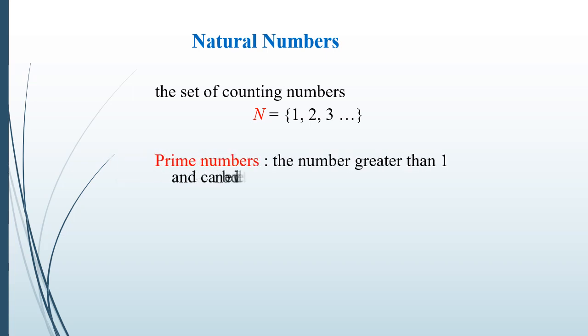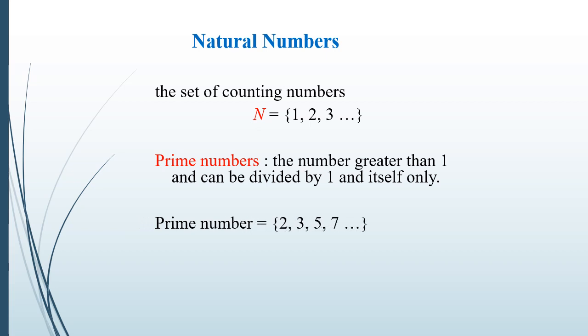And then we have prime number in the natural number. Why? Prime number means that the number in the natural number itself is greater than 1 and can be divided by 1 and itself only. It cannot be divided by other numbers. For example, 2, 3, 5, 7. How about 9? 9 is not a prime number because we can divide it by 3.